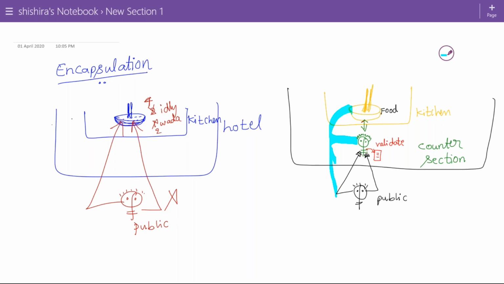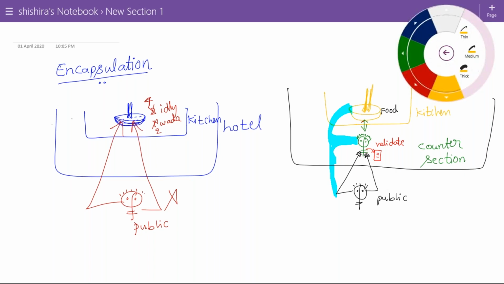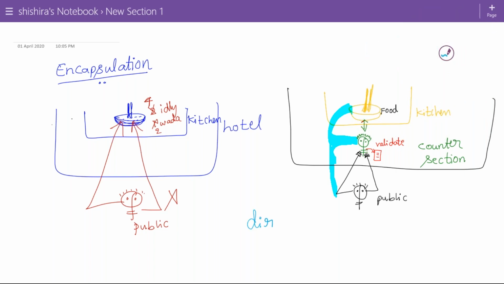Okay, you wanted this food. This food is meant for the public, yes, but you are not going to get it directly, but you are going to get it indirectly. So your purpose is solved. You wanted food, you got the food, but not directly, but indirectly. So here, a very important thing I'm trying to explain out of this is that direct access is not allowed, but rather indirect access is allowed.